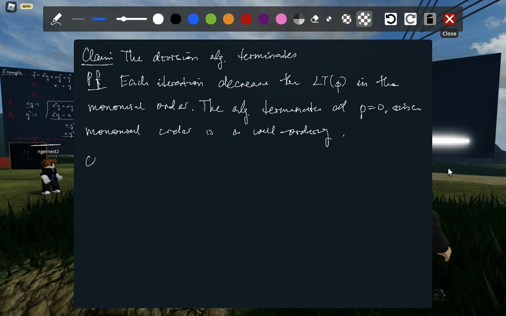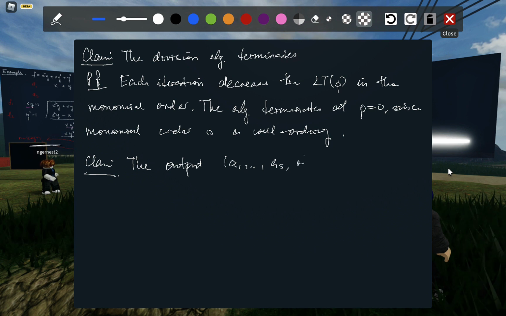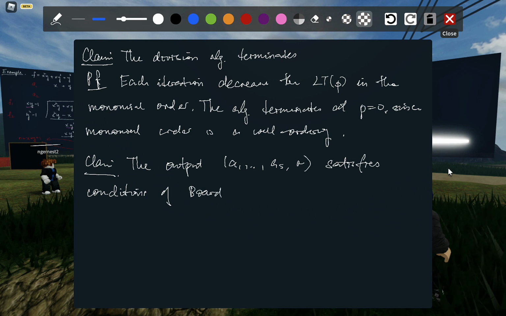Okay, so the second claim is that the output A1 through AS, and R satisfies the conditions on board 4. I'm going to sketch this proof. We're going to use induction like in the one variable case. I don't remember whether we did the proof there, but we want to check that it satisfies the equations.